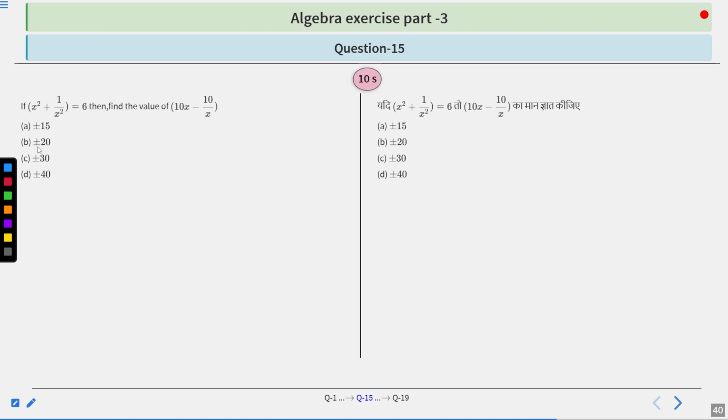Next, if x square plus 1 upon x square is equal to 6, then find the value of 10x minus 10 upon x. And options are option A plus minus 15, option B plus minus 20, option C plus minus 30, and option D plus minus 40. These are the options. And you have 10 seconds to find out the correct answer. After that, I will do the solution.